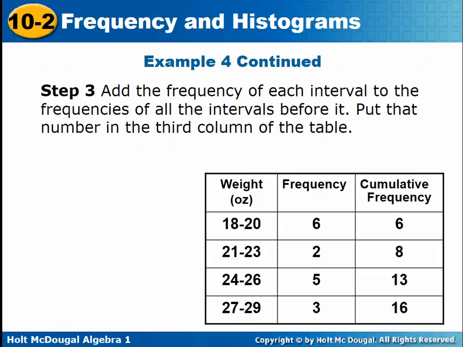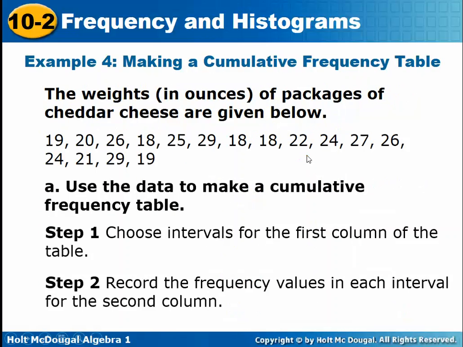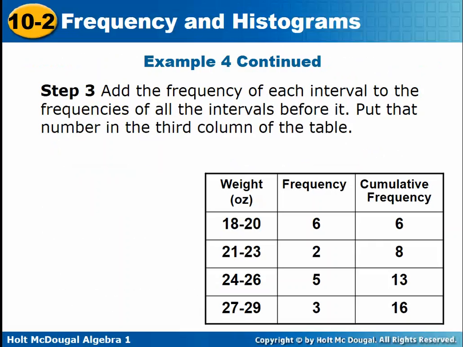So they decided to use an interval of 3, and their lowest one was 18. So they went from 18 to 20, and then from 21 to 23, 24 to 26, and 27 to 29. The frequencies of those have already been added, 6, 2, 5, and 3. Now the cumulative frequency of the first interval will be equal to this, same exact number. Then you add 6 plus 2 to get to this one. Then you add 8 plus 5 to get to this one. And then you add 13 plus 3 to get to the final. So each time you're adding on and you get your cumulative frequency.